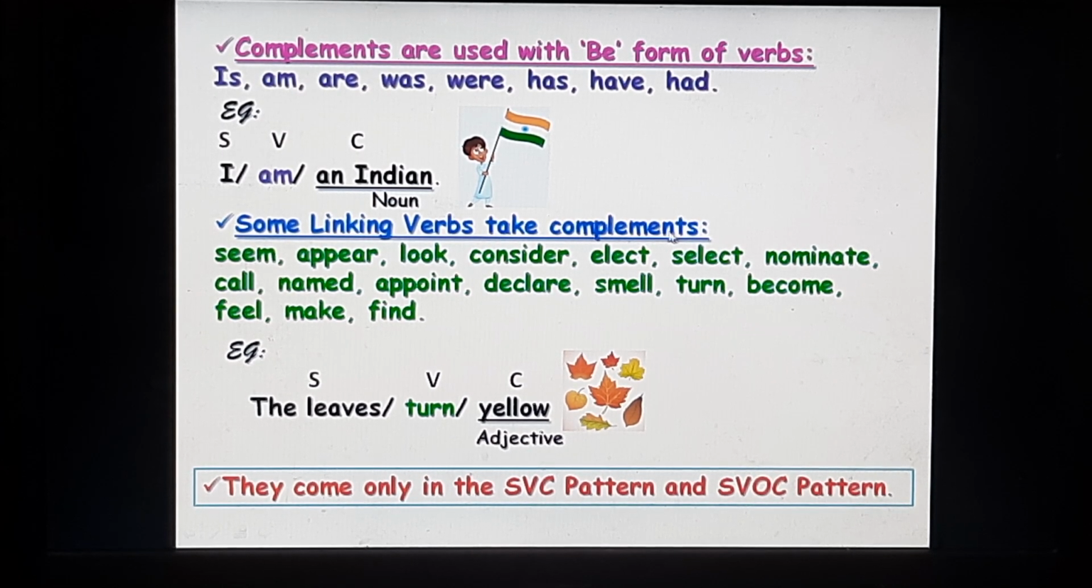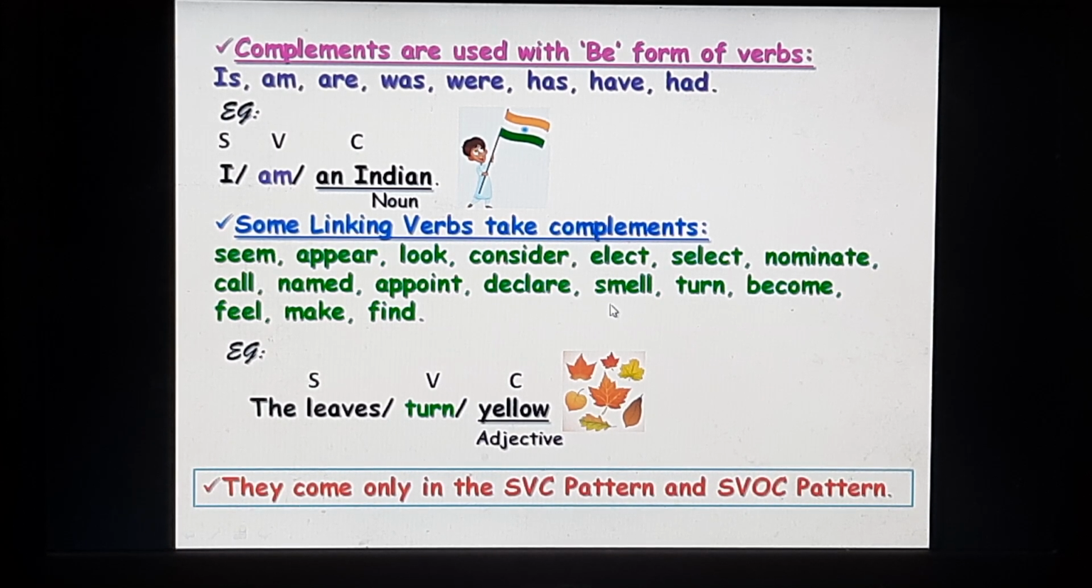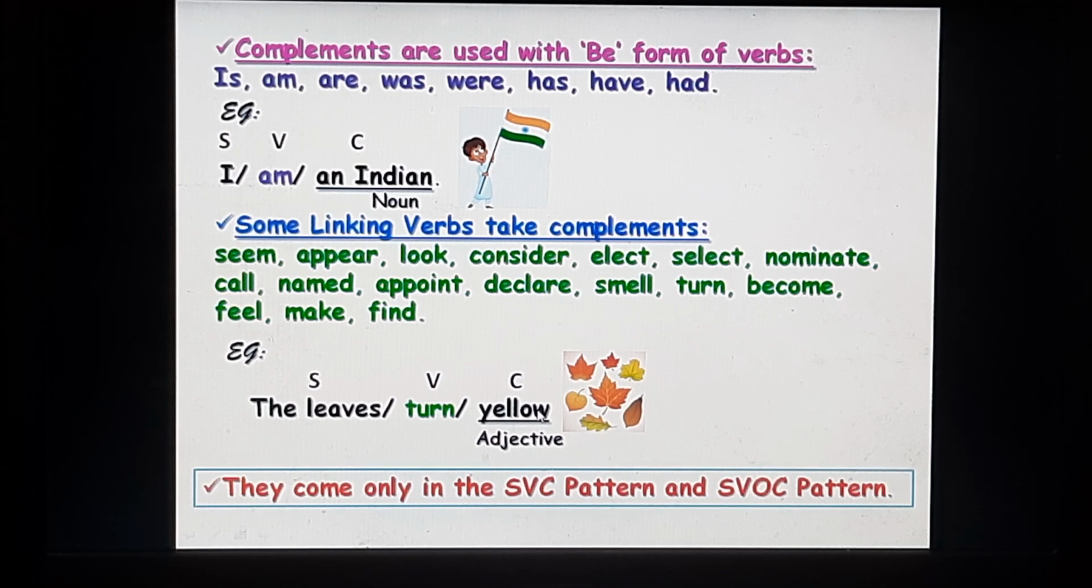Some linking verbs take complements, like seem, appear, look, consider, elect, select, nominate, call, named, appoint, declare, smell, turn, become, feel, make, find. They take complements. Example, the leaves turn yellow. Turn is your linking verb. What follows is a complement. So, yellow is your complement. Complements come only in the SVC pattern and the SVOC pattern.